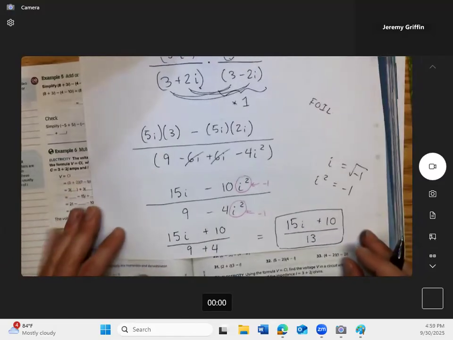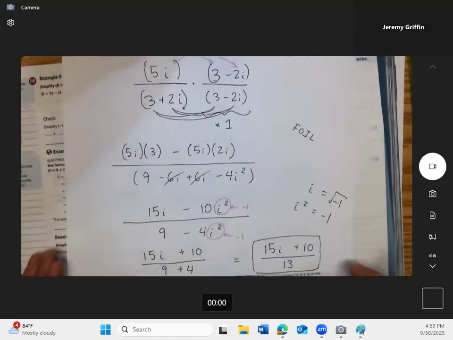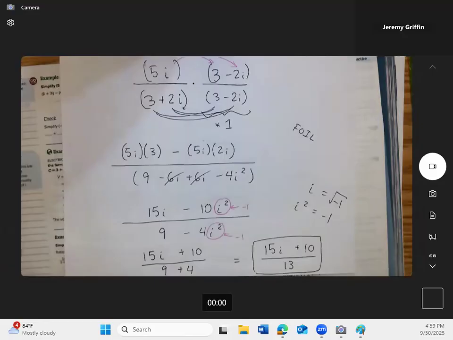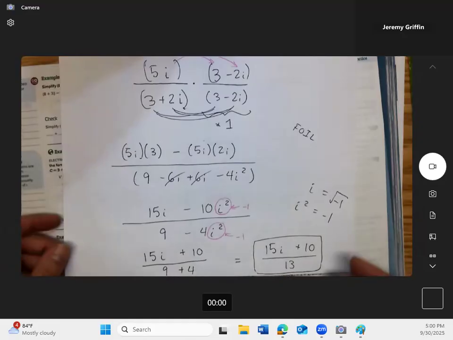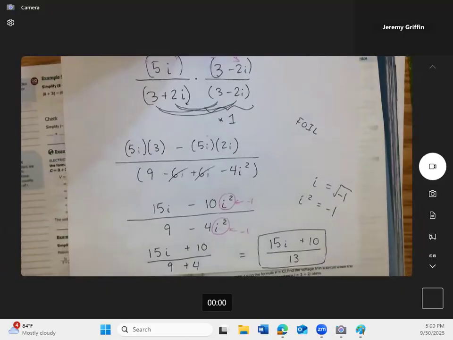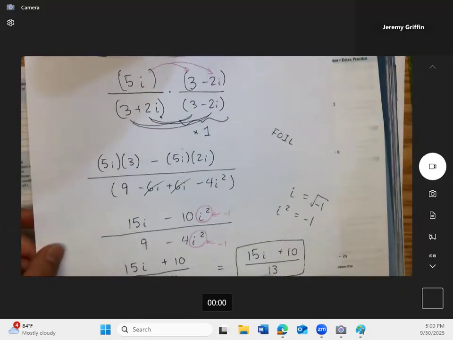Let me check my teacher's manual, make sure that is in fact the answer. So example 7, we got 15. The only thing they did is split this into two separate fractions: 15i over 13 plus 10 over 13. Or you could just leave it like this, or put the i after. There are a few different ways to write this, but that's the correct answer.